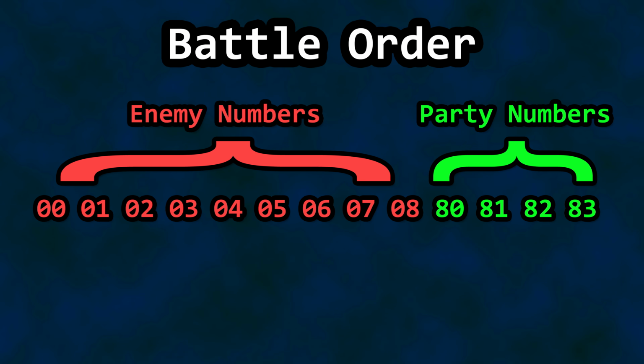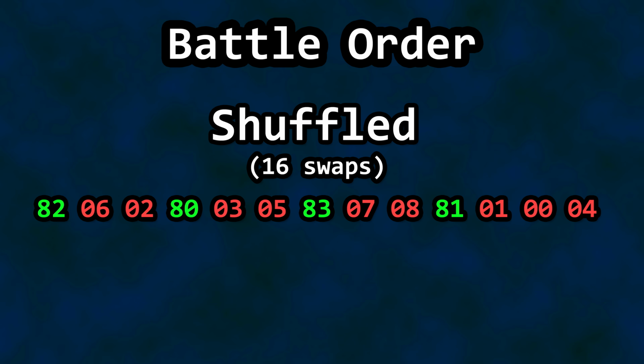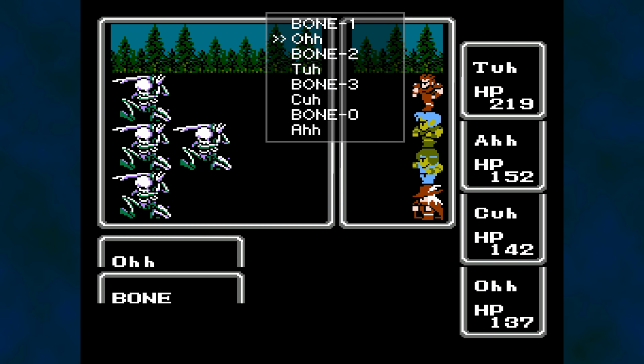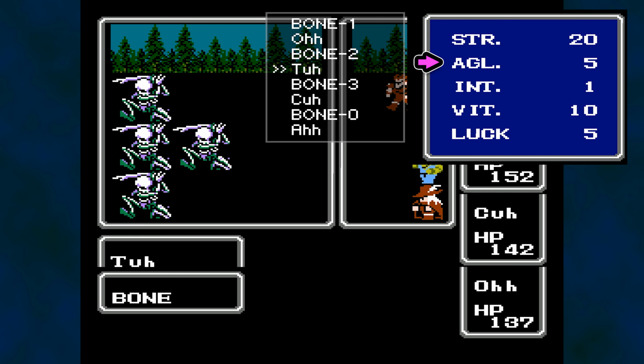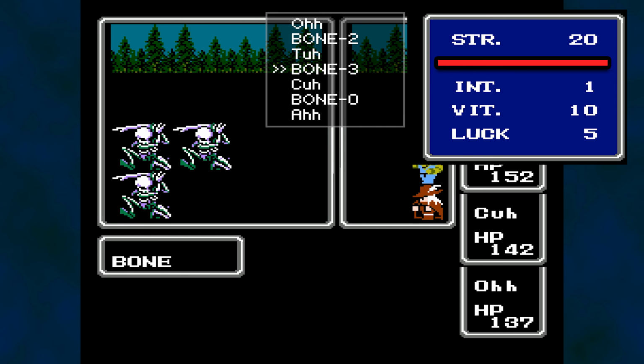All enemy slots and all player slots are queued up at the start of the round and then shuffled. This is done by taking 2 random numbers and swapping the positions in the queue. 16 swaps are performed, and the results are the order of attacks for the current round. That's right, the agility stat has nothing to do with this.